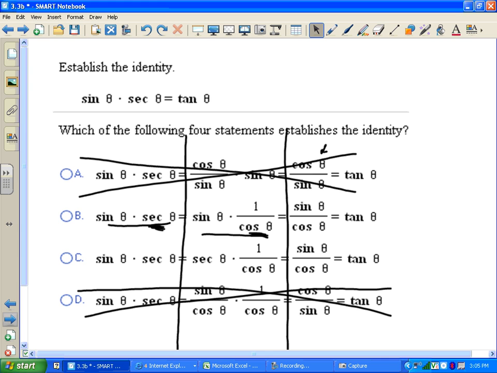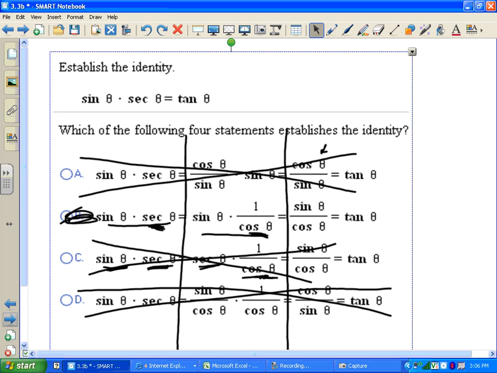Now, look at the next one. And so the next step goes from sine of theta times secant of theta to secant of theta times 1 over cosine of theta. So they've done the same thing there. They've changed secant of theta to 1 over cosine, but then look what happened to sine. I don't know what happened there. They went from sine of theta to secant of theta. Well, sine of theta and secant of theta are not the same thing there. So that first step does not make sense. So that eliminates that one. So I haven't really even done the problem, and I figured out the correct choice.